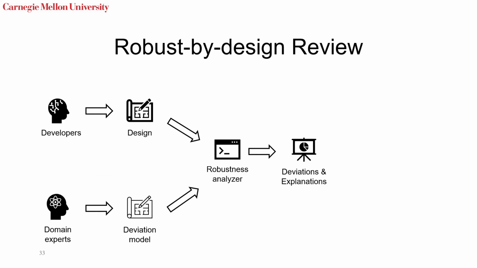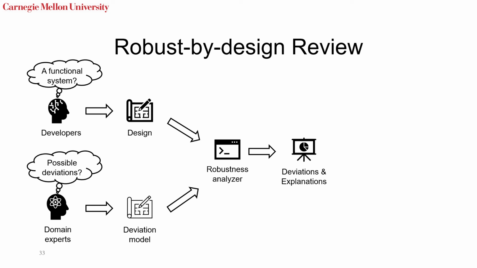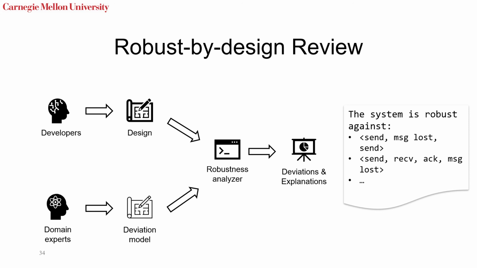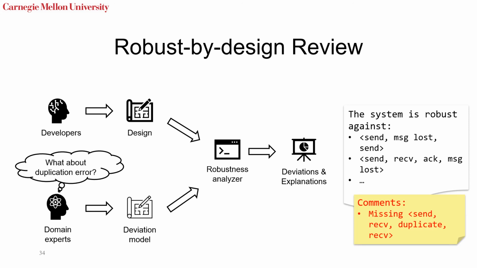To review the robust by design process we are proposing, developers may often start with a design which satisfies the functional requirement under the typical environment. At the same time, a group of domain experts may analyze the potential faults in the environment and create a deviation model. Then they can use our robustness analyzer to compute the deviations and their explanations that the system is robust against. In one case, the domain experts may find that some critical scenarios are missing, and the developers can work on fixing that, which improves the robustness of the system.